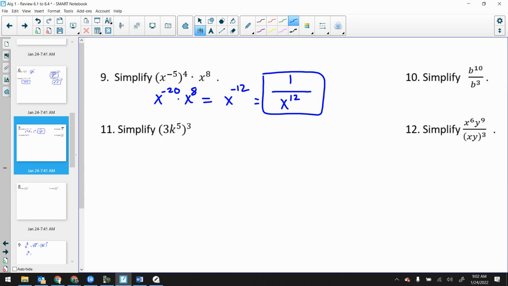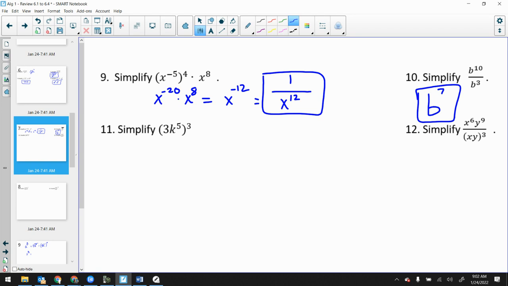Number 10. Yeah, there will be questions quite simple, just like show me the property. Show me the property. And may I add that we should all be writing these down with me as I go. If you're just sitting there watching, good luck tomorrow. B to the 10th over b to the 3rd is b to the 7th. Remember subtraction.